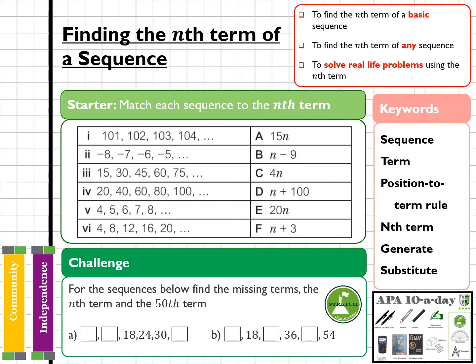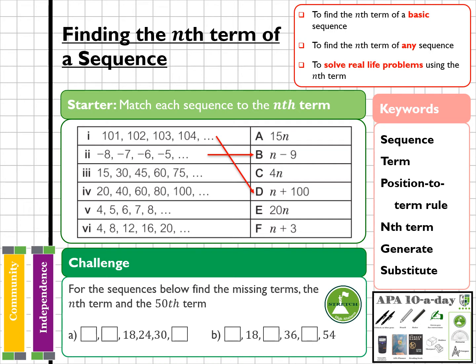So hopefully you got that the first sequence goes n plus 100, because when n is 1, I get the answer of 101. When n is 2, I get 102, and so on and so forth. For the second question, you got n minus 9. So for example, 1 take away 9 is minus 8, 2 take away 9 is minus 7.